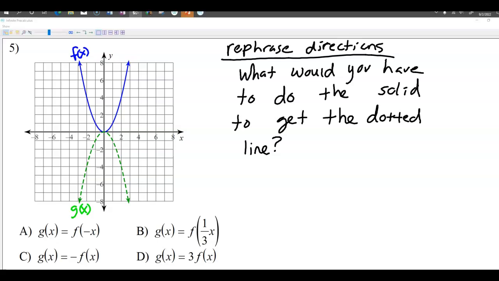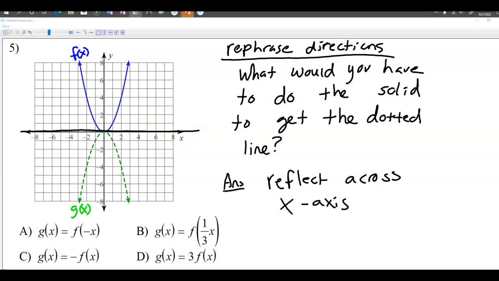So what would you say is happening here? How would I get this blue line to look like the dotted one? What would I have to do to the blue line? Negative. Well, that's the answer, but what I'm looking for is flip it upside down. We don't say flip upside down. What do we say? The answer is reflect across which axis? If I wanted to make this blue line look like the green line, I would have to flip it across the x-axis.